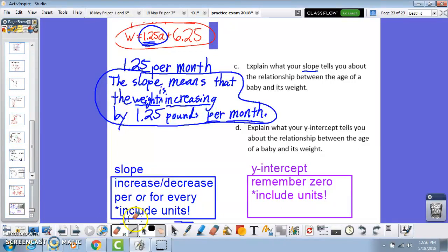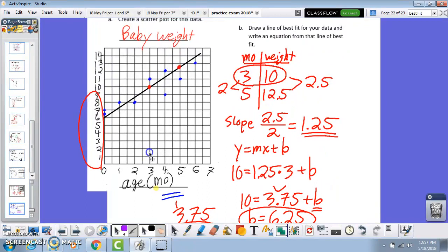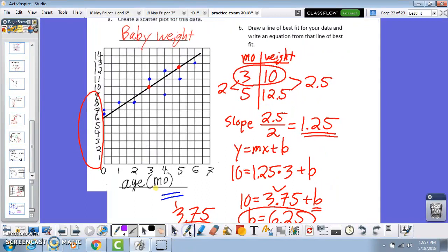The y-intercept, first of all, you'll notice the word increase or decrease doesn't show up anywhere in here. The y-intercept does not talk about how quickly something's increasing or decreasing by. That's just your slope. And it says, remember 0. So let's go back and see what I mean by that. What I mean is that your y-intercept is sort of your starting place, where you started out. So I said my y-intercept is 6.25. That means if I went back to month 0, the weight would be 6.25.